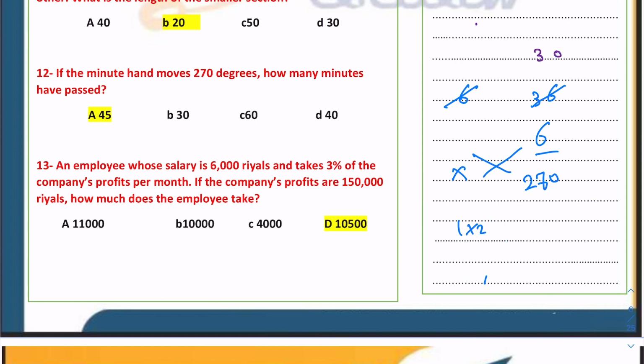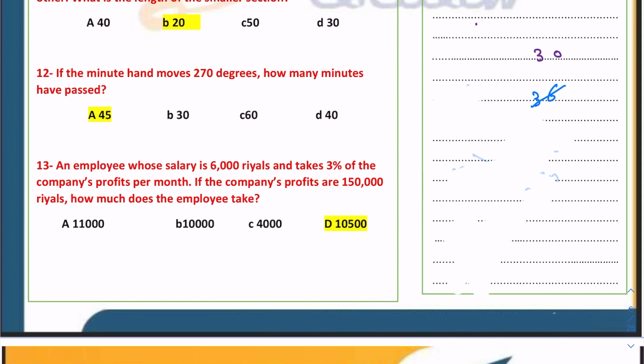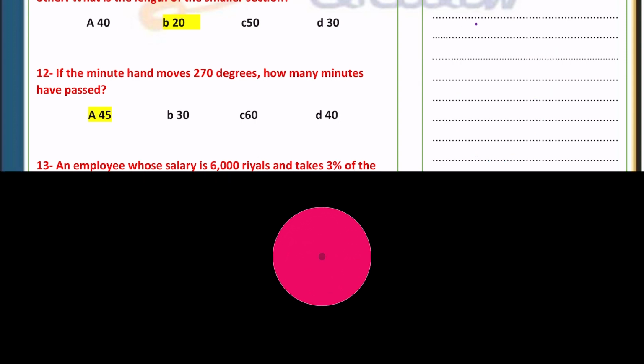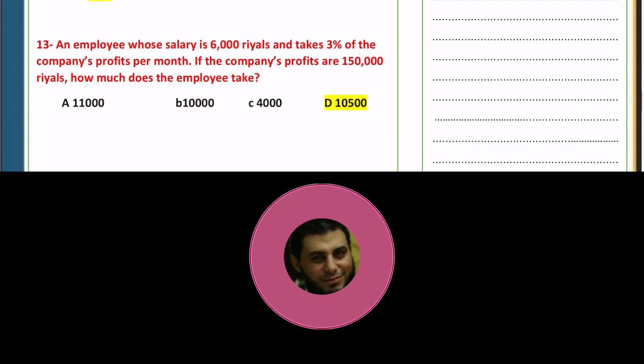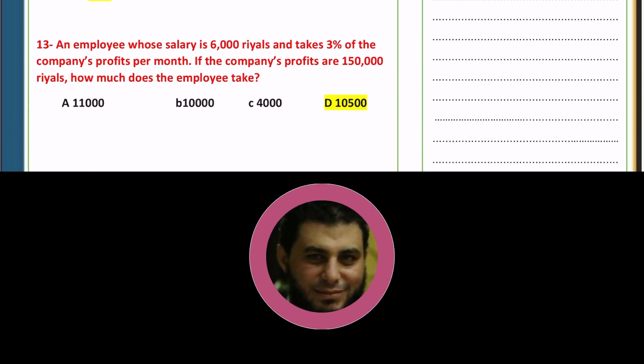Let's take question number 13. It's an employee. His salary is 6,000 and he takes 3% from the company profit as a bonus. The company profit was 150,000. So we have 3% means 3 out of 100 equals x, which is the bonus out of 150,000. We can use cross multiplication.